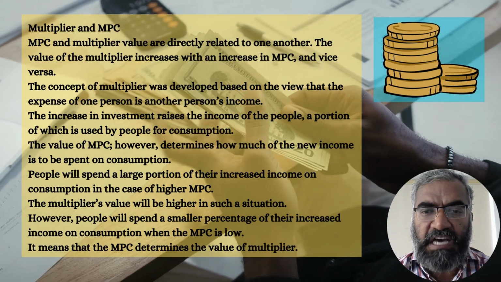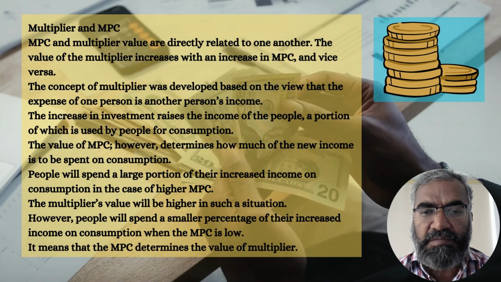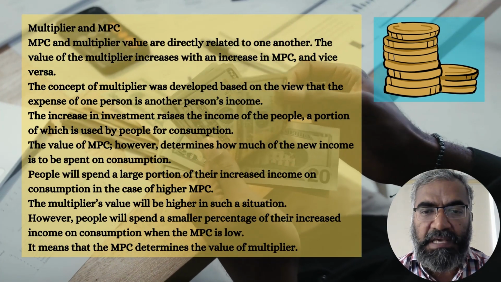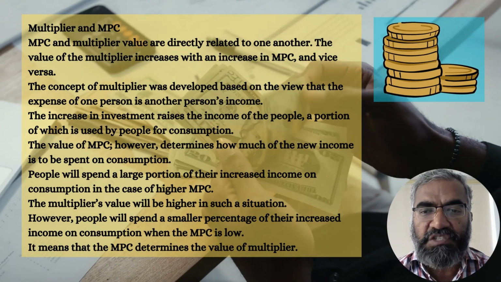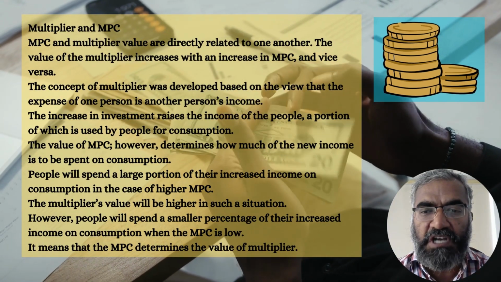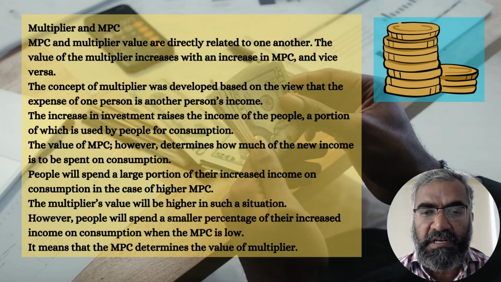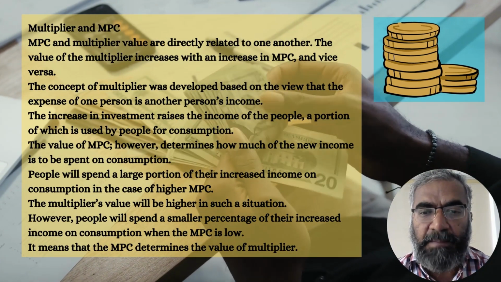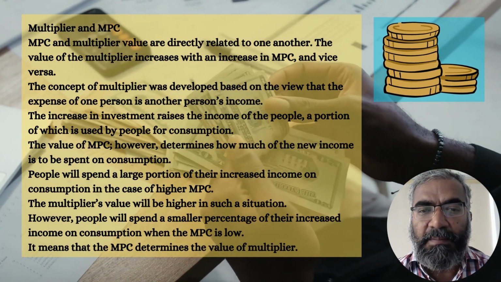People will spend a large portion of their increased income on consumption in the case of higher MPC. The multiplier's value will be higher in such a situation. However, people will spend a smaller percentage of their increased income on consumption when the MPC is low. It means that the MPC determines the value of the multiplier.